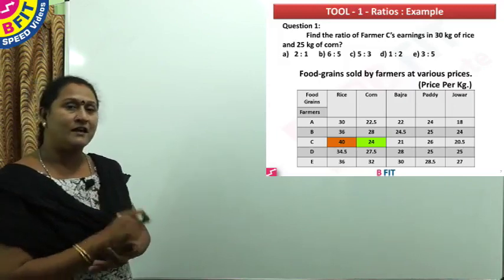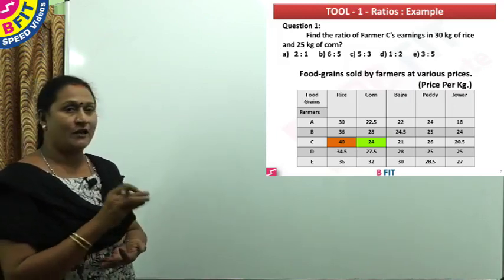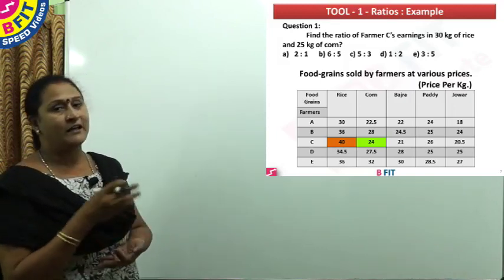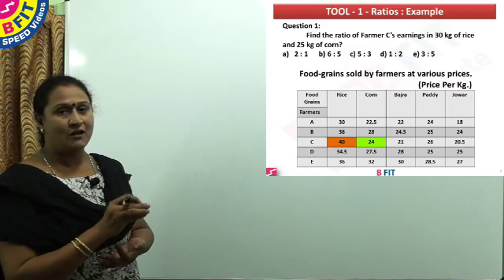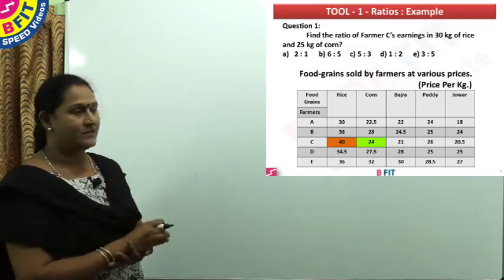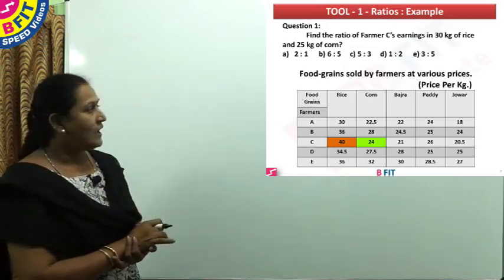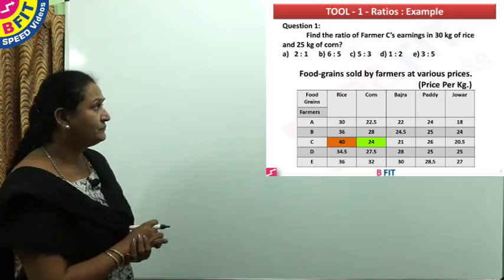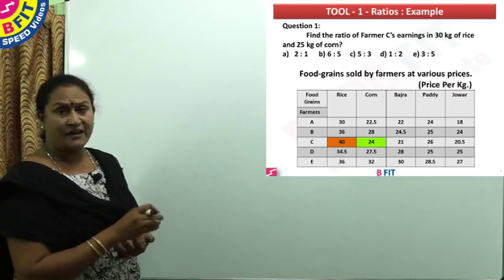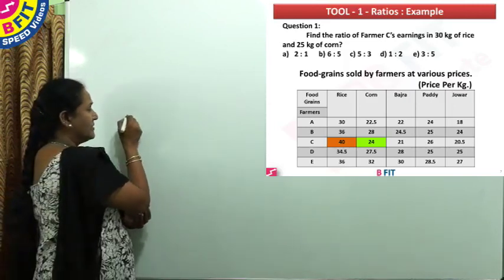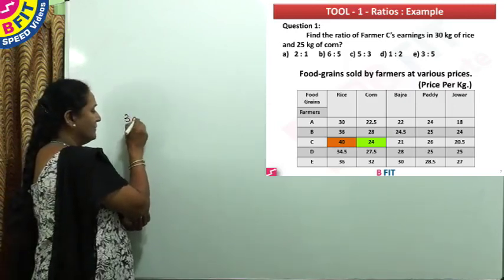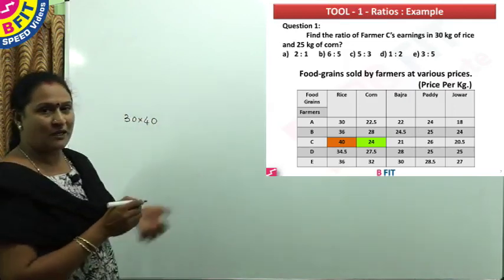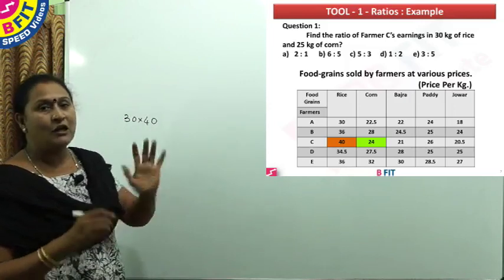Now what will be his earnings? 30 into 40, since the per kg cost is 40 rupees. So 30 kg is 30 into 40. The earnings from selling 30 kg of rice is 30 into 40. And selling 25 kg of corn. Now the earnings got by farmer C selling 30 kg at cost per kg 40, and no need to multiply this. We'll get the value for corn also.